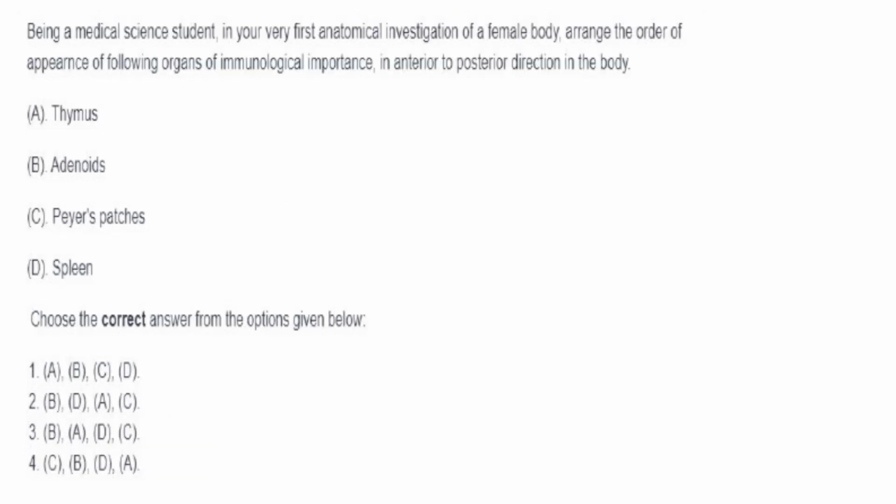Then, being a medical science student, in a very first anatomical investigation of a female body, arrange the order of appearance of the following organs of immunological importance in anterior to posterior direction in the body. So first will be the adenoids, B. Then comes your thymus, then comes spleen, and then comes Peyer's patches. So B, A, D, C, that is there in option 3.